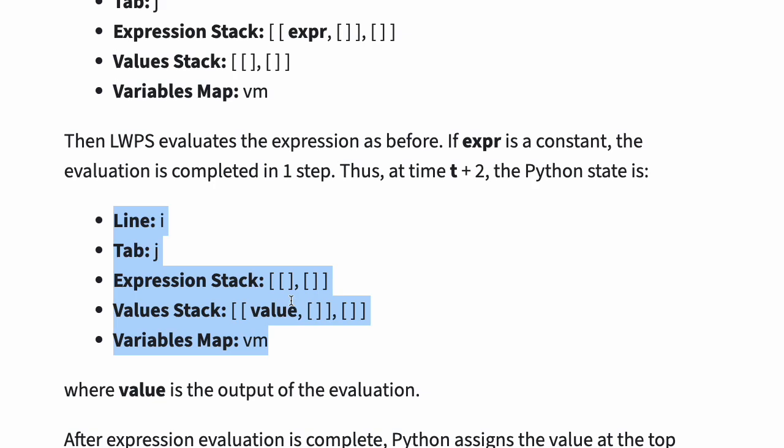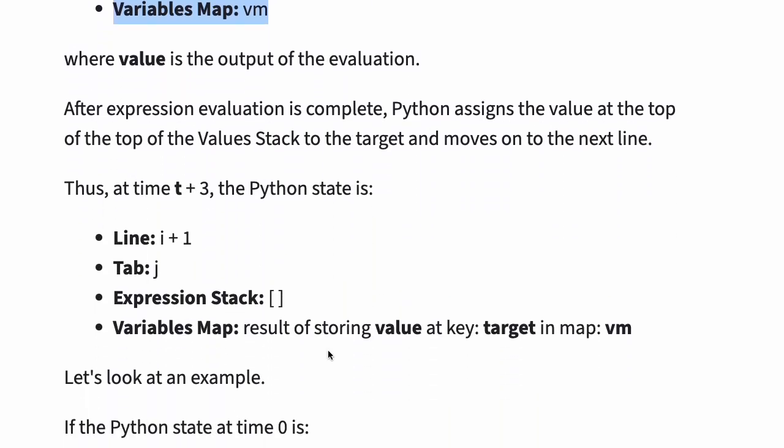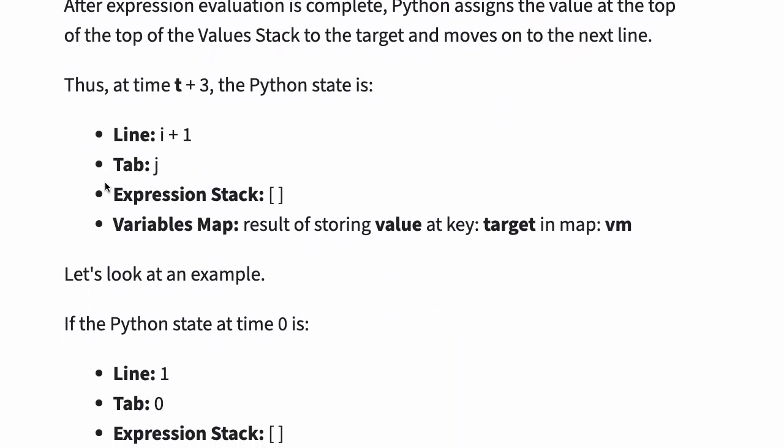After expression evaluation is complete, Python assigns the value at the top of the value stack to the target and moves on to the next line. Thus, at time t plus 3, the Python state is as follows. Line is i plus 1, tab is still j, the expression stack goes back to an empty stack, and the variables map is the result of storing the value at key equals target in map VM.